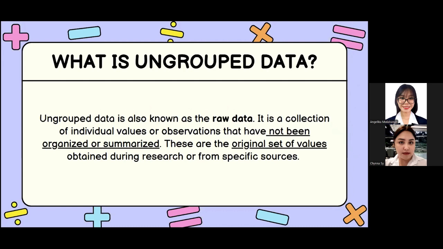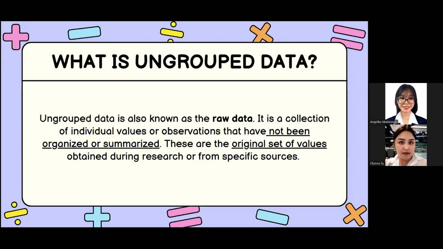So, ano nga ba yung sinasabi kong ungrouped data? Ano ba yung raw data na yan? It is a collection of individual values or observations that have not been organized or summarized. So, yung ungrouped data, literal na raw data siya.